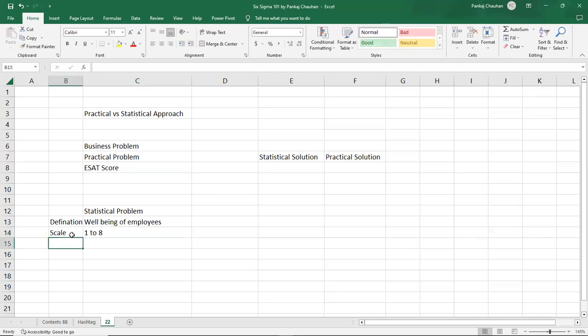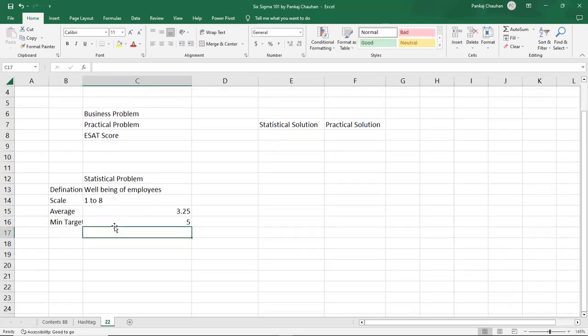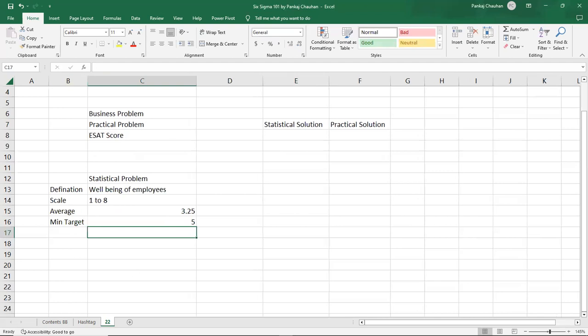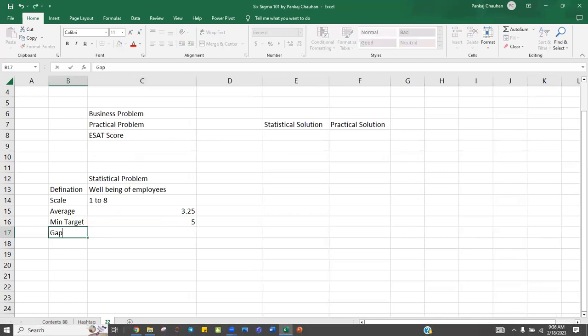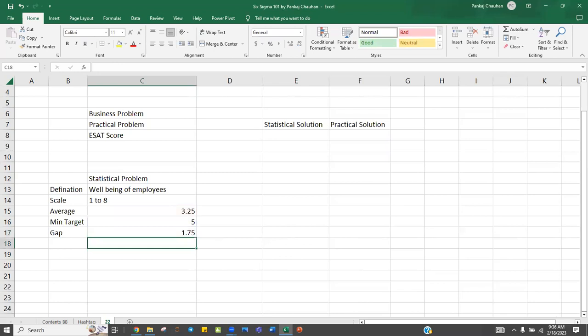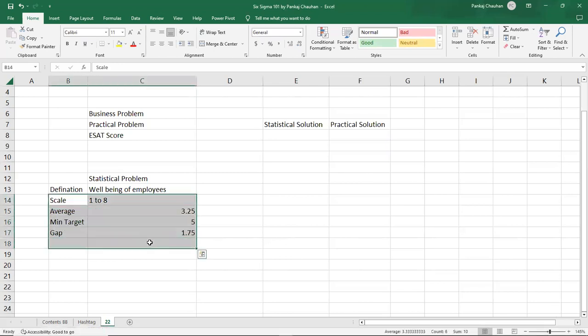What is the current performance of employee satisfaction score? Maybe your average value, let's say 3.25. What is your minimum target or minimum expectation? You will say minimum expectation is 5 for the employee satisfaction score. So how much is the gap you have from the target to the current value? Target minus current value is 5 minus 3.25. 1.75 is the gap which you need to fill.